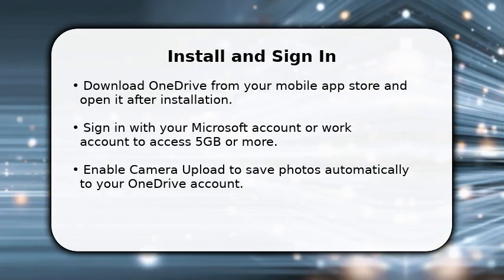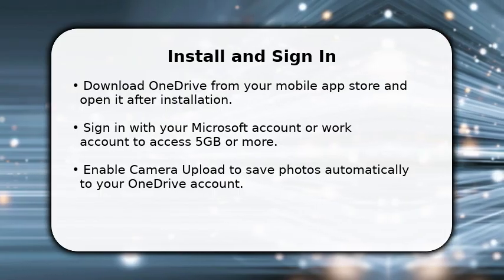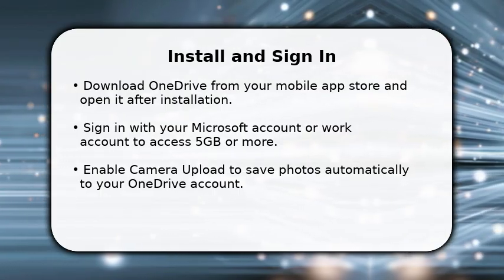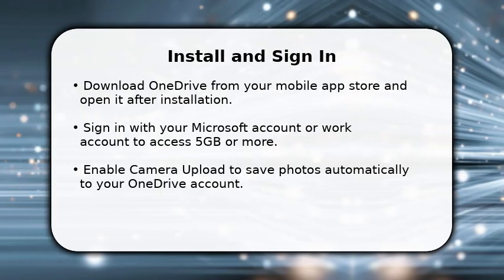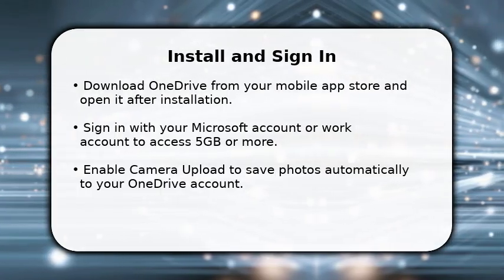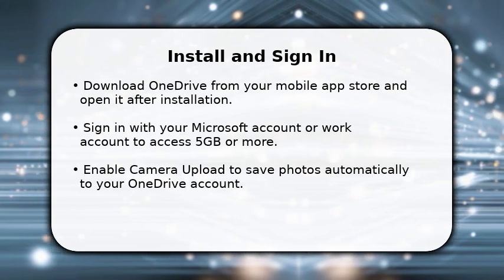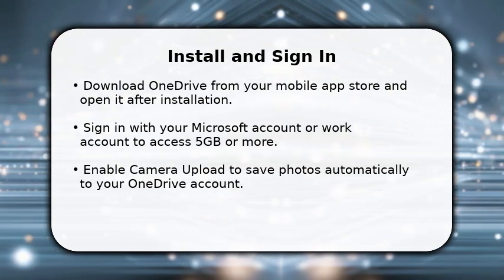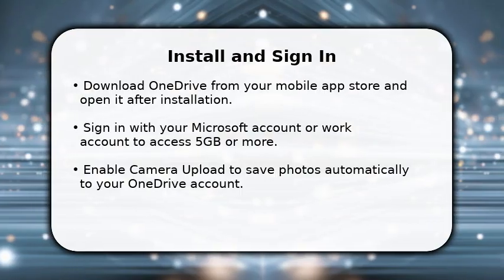Enable camera upload in settings to save photos automatically to OneDrive. Choose whether uploads happen only on Wi-Fi to control data usage. Review permissions so the app can access your camera and files securely. You are ready to proceed to basic file management and sharing.